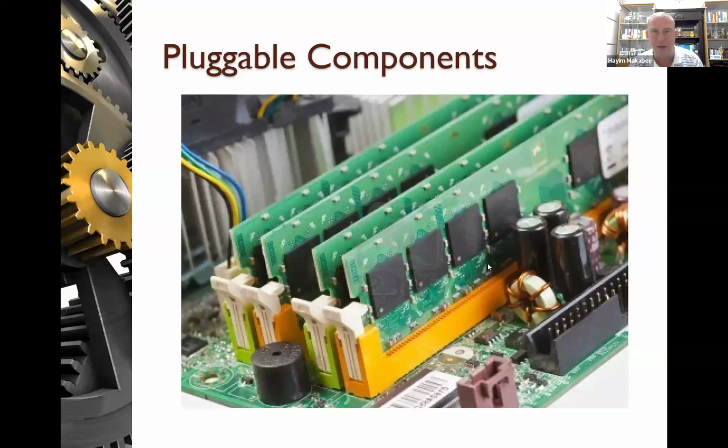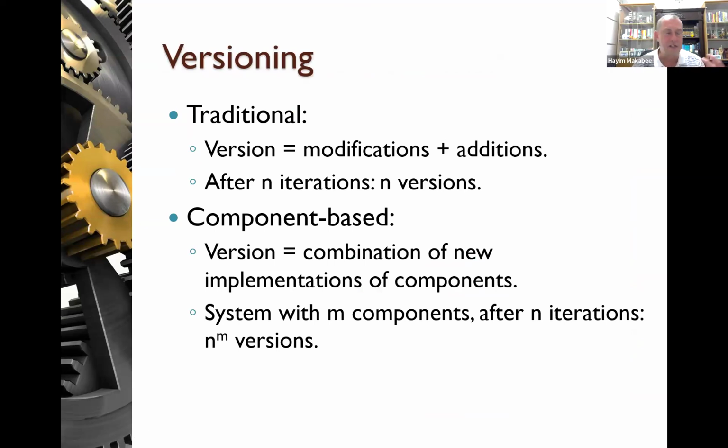So you have this concept of pluggable components, and you could change these components in your PC, and this enabled customization. And then this gives us the concept of versioning. In the traditional concept of versioning, a version is a modification, or a modification plus additions. For each iteration, you have a new version. So after n iterations, you have n versions.